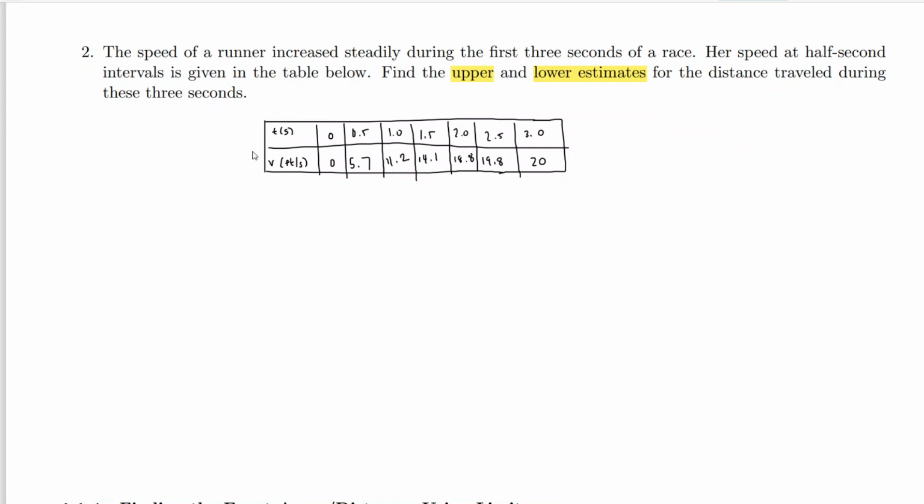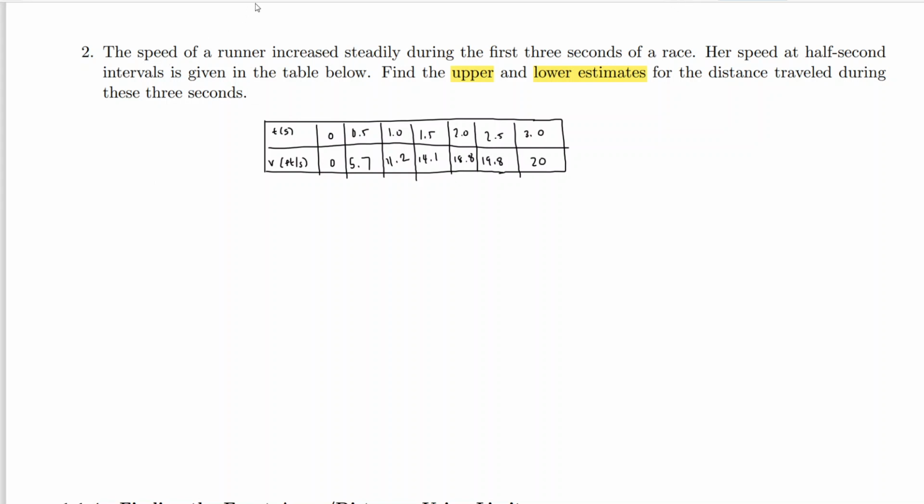Right. So there's no way of us knowing the actual distance traveled because we would need the speed she is traveling, or velocity she's traveling at, every single possible time. So a continuous y equals f of x function, we don't have that. So we're going to just have to use this table.